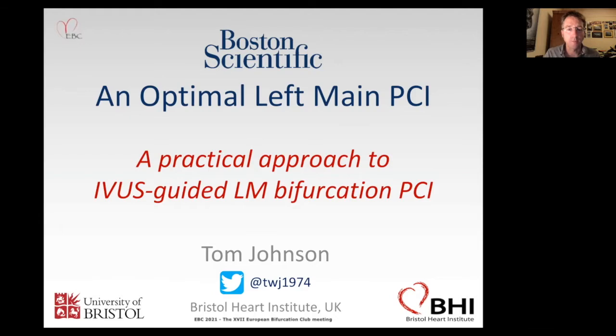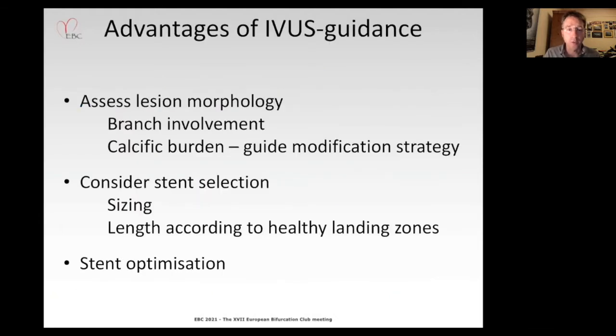I will be discussing optimal left main PCI, with specific reference to a practical approach to IVUS-guided left main bifurcation PCI. So the advantages in my mind of IVUS guidance are to assess lesion morphology, particularly looking at branch involvement and calcific burden, potentially guiding modification strategy. Then to consider stent selection, sizing, and the length according to healthy landing zones, and ultimately then to achieve stent optimization. I'd like to share a case to highlight these elements.